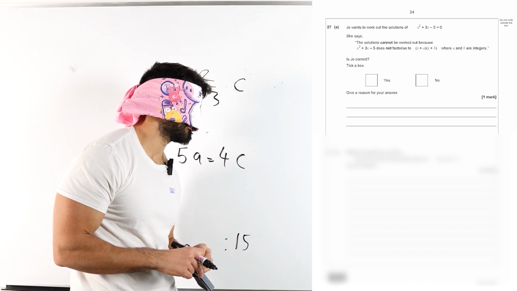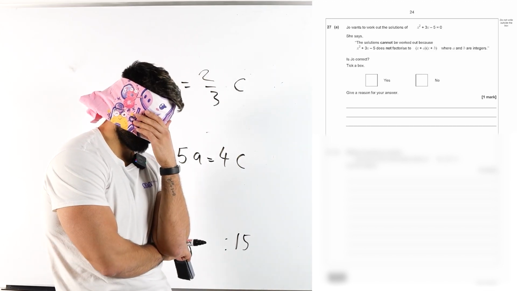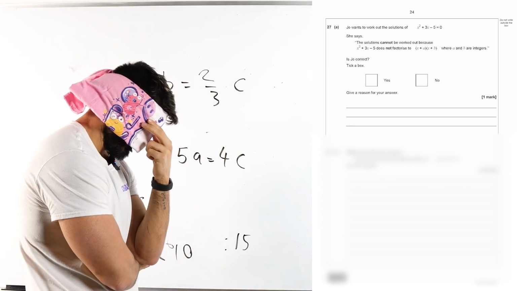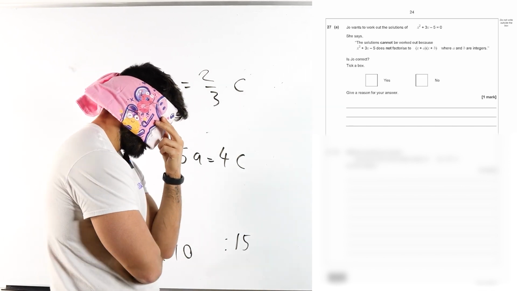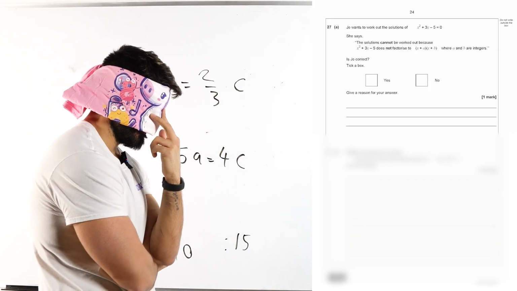Cool. Joe wants to work out the solutions of x squared plus 3x minus 5 equals 0. The solutions cannot be worked out because x squared plus 3x minus 5 does not factorize to x plus a, x plus b. Is Joe correct?